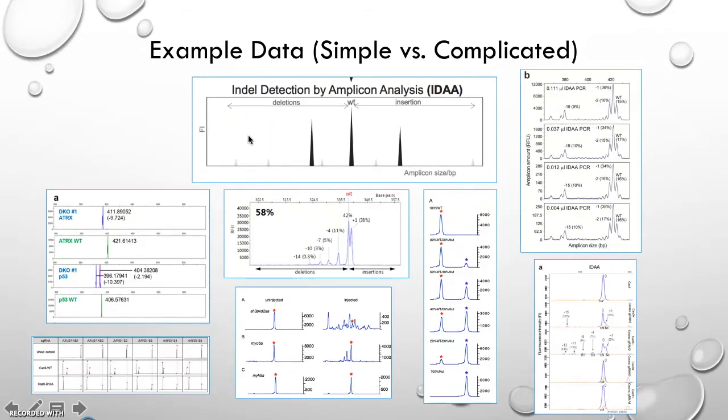The ideal case is as the figure from IDAA. There are 3 analysis regions: wild type, deletions and insertions. There is only a single peak in each region. However, in real experimental data, it can be as simple as this case, or be very complicated like this one with multiple peaks in each region. Furthermore, not only classification but also quantification are required for some studies.